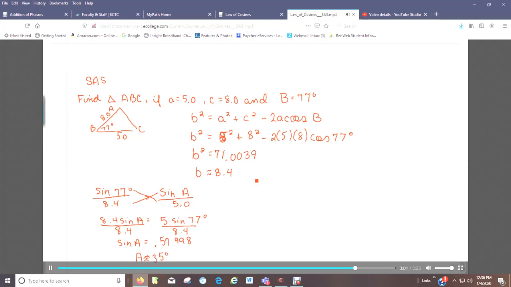Alright, now we still need angle C. We can get that easily by subtracting our 77 degrees and our 35 degrees from 180. And when I do that, I get that C is 68 degrees. And we have all of our triangle.